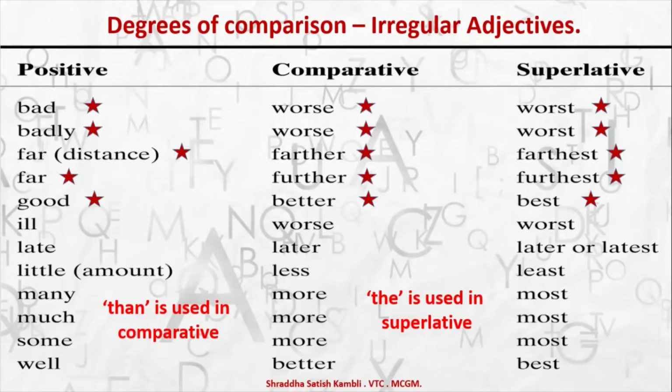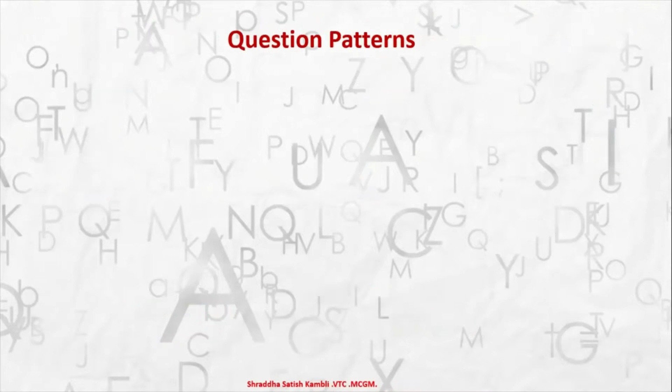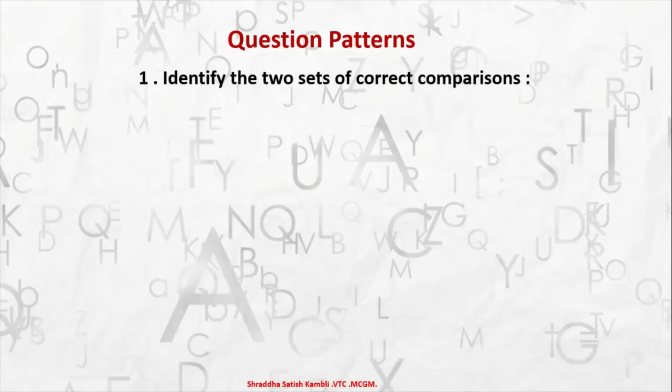For that, first you have to see the pattern of the questions which will be asked. So we have 4 patterns here. Come on, let's check out the patterns now. Pattern 1: identify the 2 sets of correct comparisons. There will be various comparisons given. Out of the 4 sets, 2 sets will be right, so you have to identify those 2 sets.